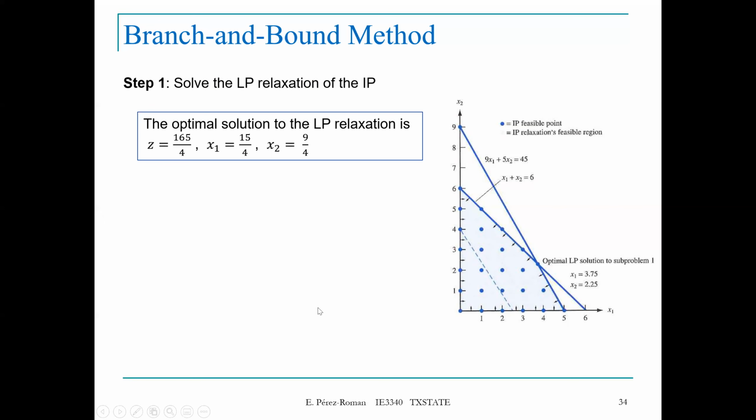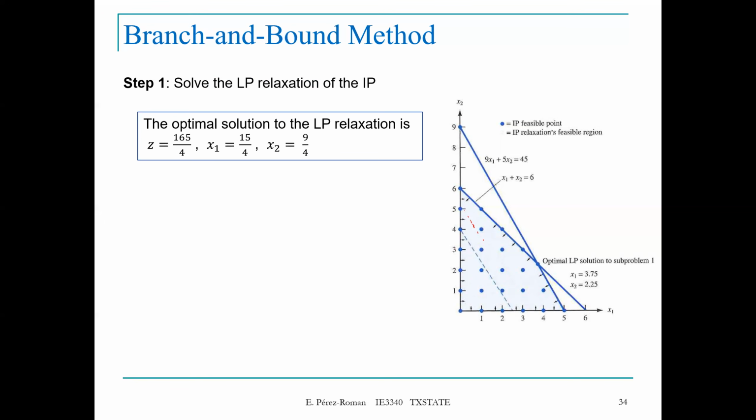We draw all the constraints for this problem. So we have 9x1 plus 5x2 equals 45, this constraint. And then we have the second constraint, x1 plus x2 equals 6. So using that information, we can show the feasible region, which is the shaded area, and drawing the isoprofit line, which is this dotted line right here.